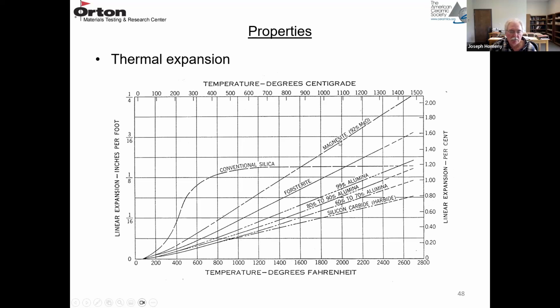The highest material in terms of thermal expansion is MgO. This happens to be a 92% MgO refractory. So you heat MgO up to about 1450 degrees C. It'll expand a 1/4 inch per foot, whereas silicon carbide is less than 1/8 per foot. And in between, there's various aluminum materials. Going up in alumina content increases the thermal expansion. Forsterite is a magnesium silicate. But here's a silica refractory.